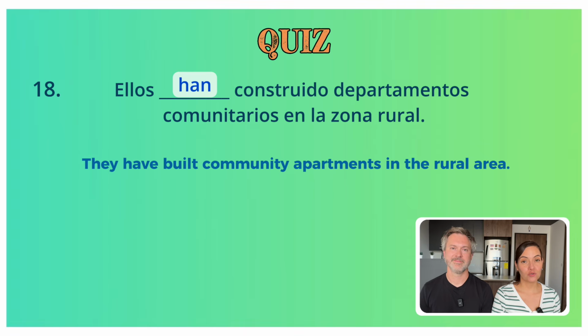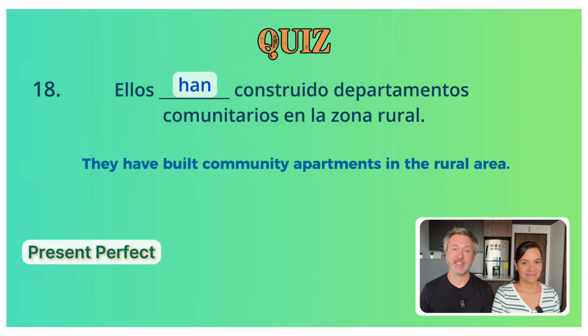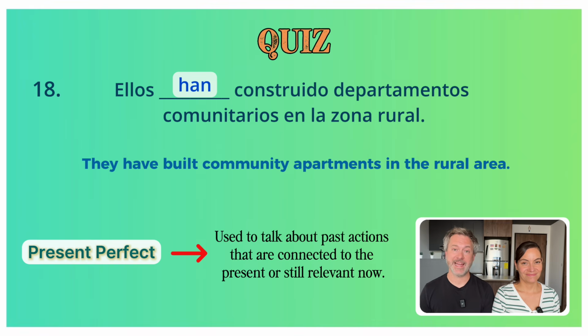Ellos han construido departamentos comunitarios en la zona rural. Here we're using the present perfect tense to show that they have completed an action. It's something that has happened in the past, but it's relevant up to now.